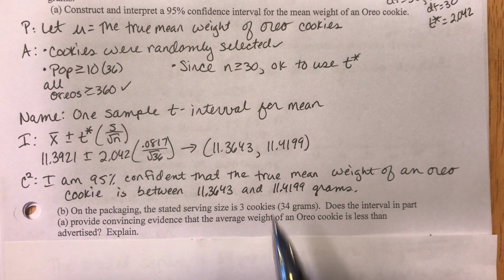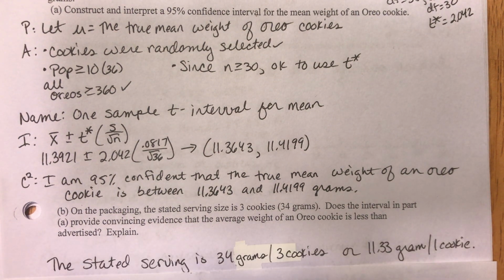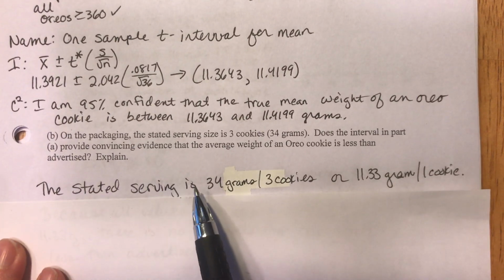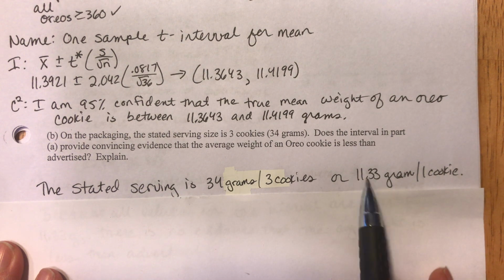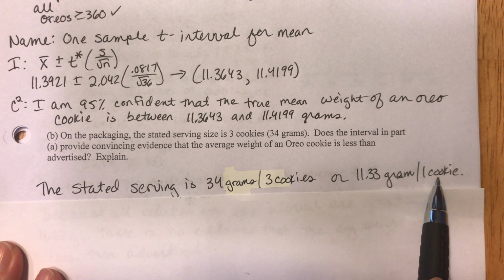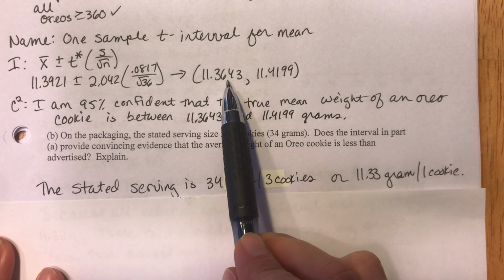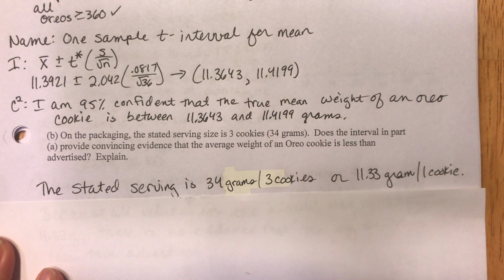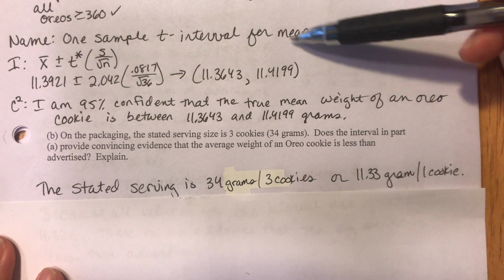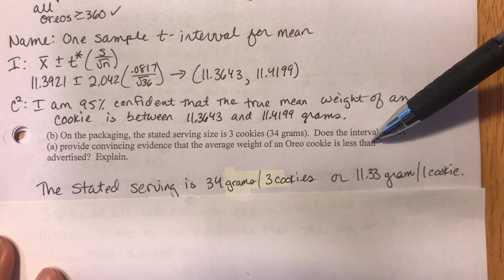Well, let's break it down. If they give us 3 cookies as 34 grams, then I first started with saying the stated serving of 34 grams is for 3 cookies, which means if I divide the 34 by 3, I'm going to get 11.33 grams for each cookie. So if the stated serving size is 11.33 grams per cookie, and we found that the average weight of cookies is roughly 11.36 to 11.42 grams, then that means that our estimated weight is higher than what they're advertising. So does that mean that the average weight of a cookie is less than advertised?